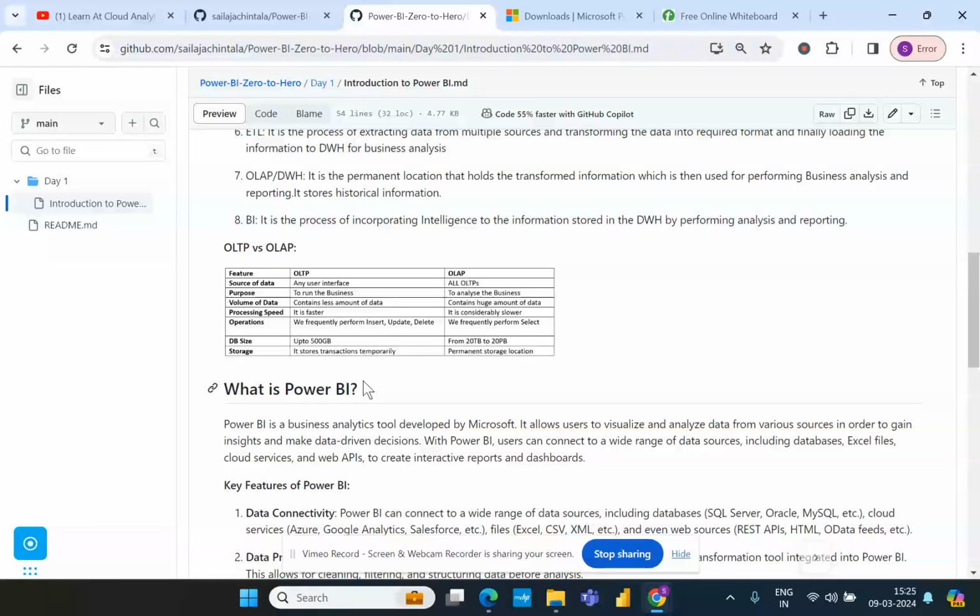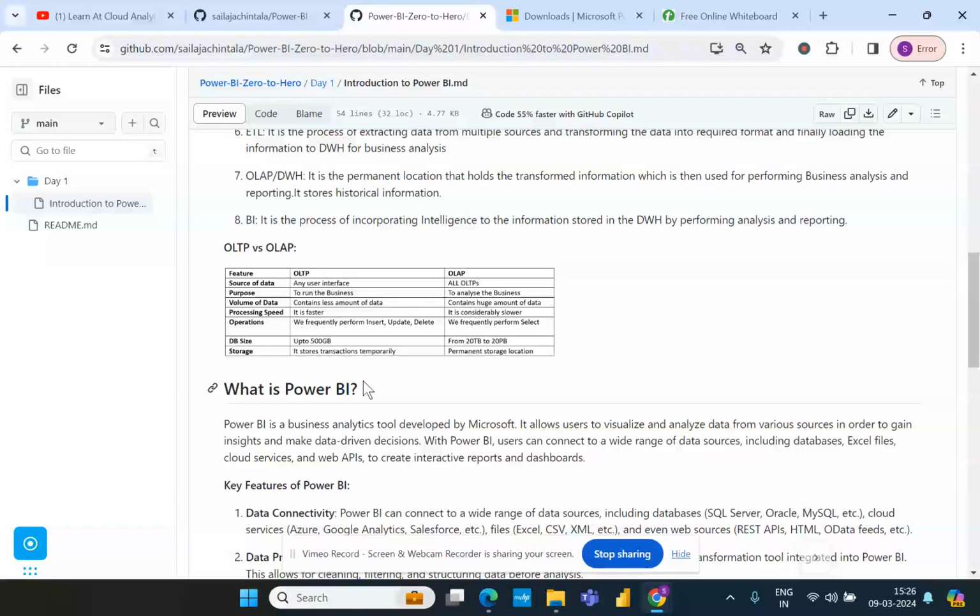The third feature is volume of data. OLTP systems have comparatively less volume of data, very little. Why? Because OLTPs are mainly used for daily transactions, right? Daily transactions wouldn't be as much as in an OLAP system, because in OLAP you're combining all the daily transactions coming in from multiple locations together. Therefore the volume of data is huge in OLAP while it is very little in an OLTP system.